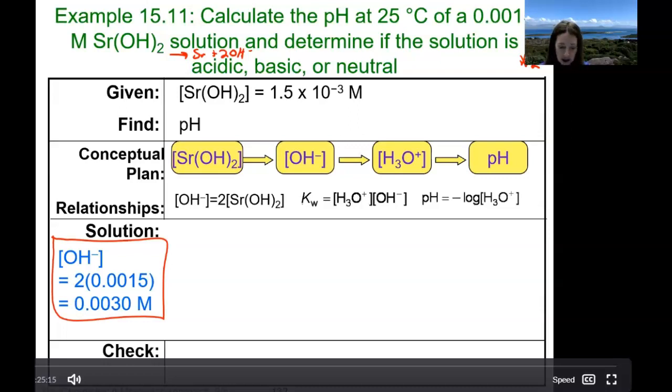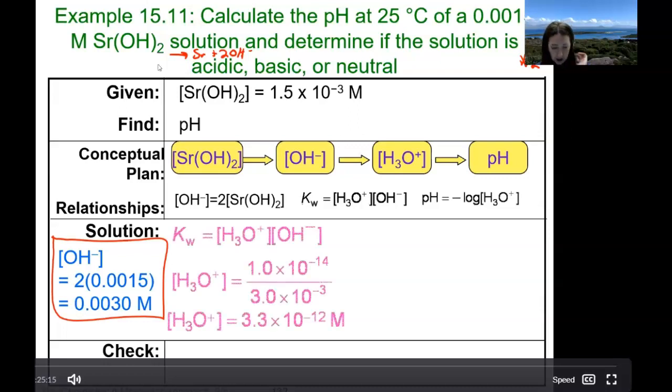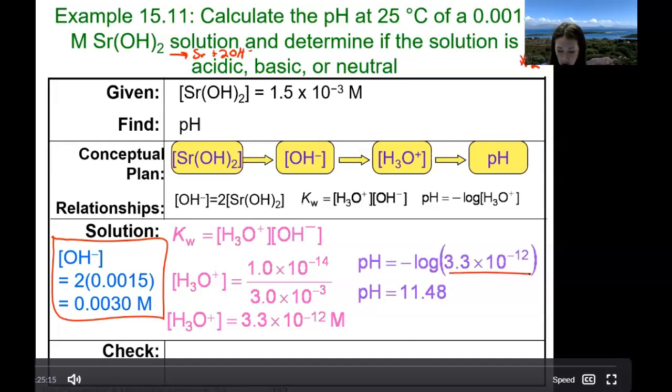Now, I'm just going to do this with Kw because I already have it written down. Again, we do this, and we should have around 12-ish as our answer, and then just negative log of what we got. We had our quiz last week, we've been talking about this, and we're good with this. It's just this piece. Don't forget if it's a strong base.